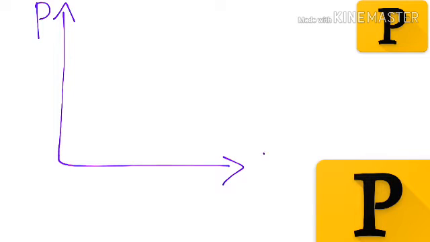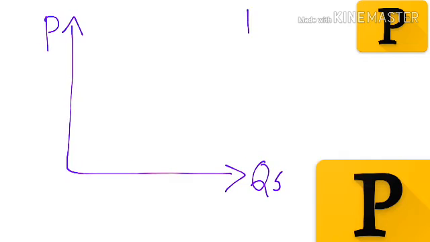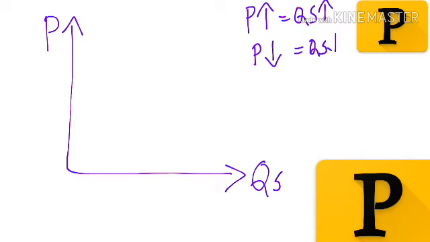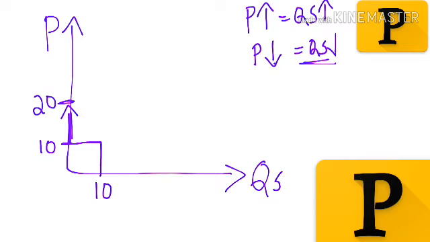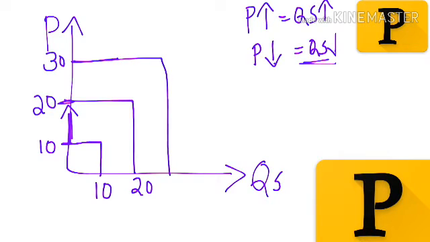Let us try to graphically represent this law of supply. Price in the y-axis and quantity supplied, QS, in the x-axis. In the law of supply, we have seen that when price increases, quantity supplied also increases, and when price decreases, the quantity supplied also decreases. So here let us take price as 10. When price is less, quantity supplied is also less, so quantity supplied 10. Price increased to 20, the quantity supplied increased to 20. Again the price increased to 30, the quantity supplied increased to 35.